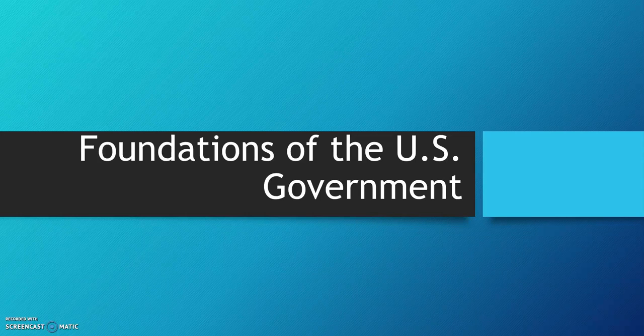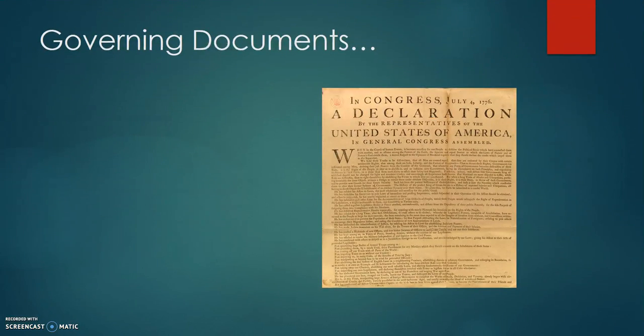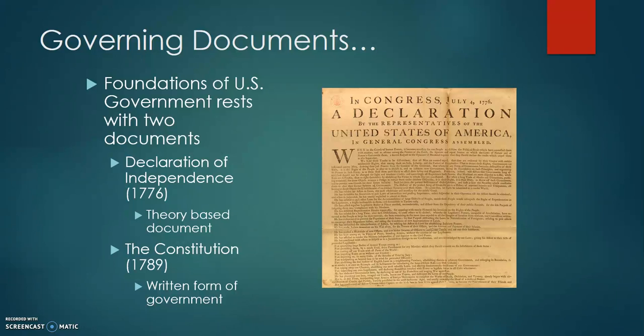So here we're getting into the foundations of the United States government. The first thing that we're going to talk about here is just going to be the governing documents, starting with the Declaration of Independence and the Constitution. We're just going to briefly talk about what the Declaration of Independence is, and then about what the Constitution is, and how this still is what we use to this day to govern ourselves.